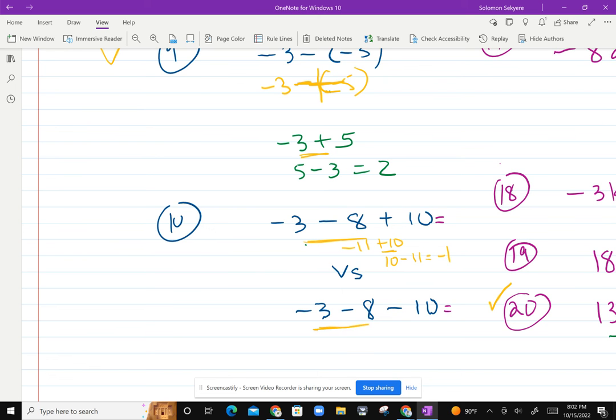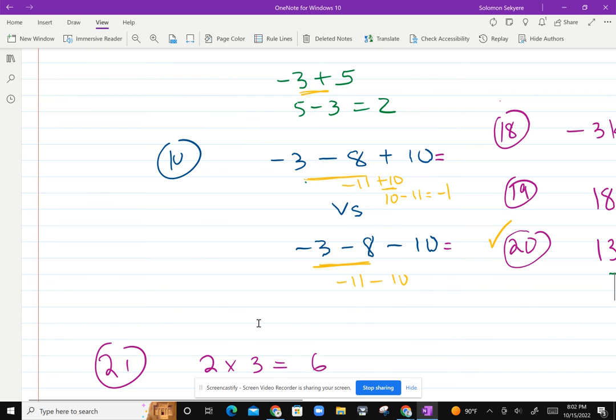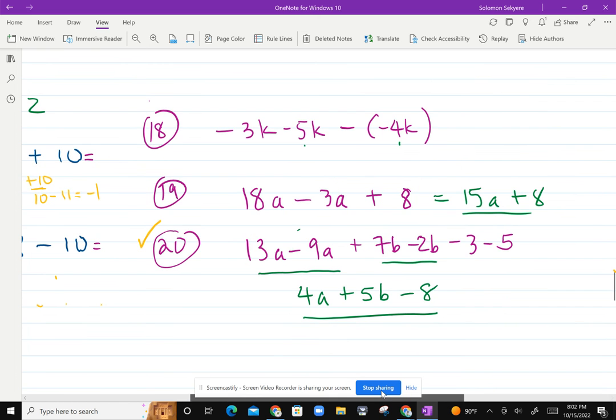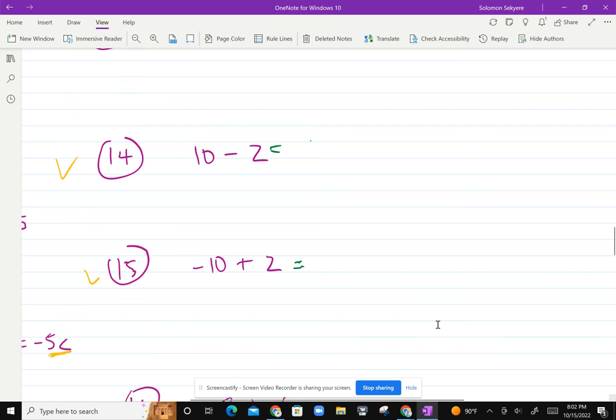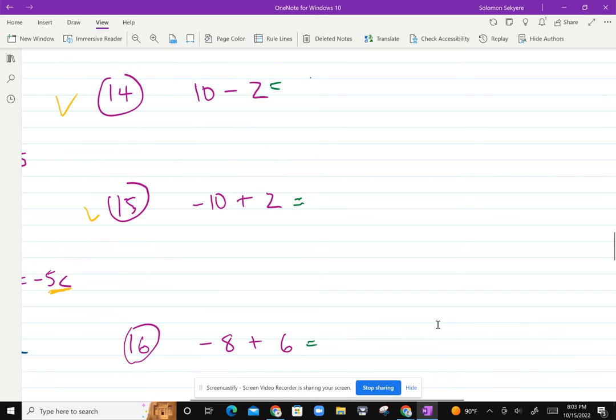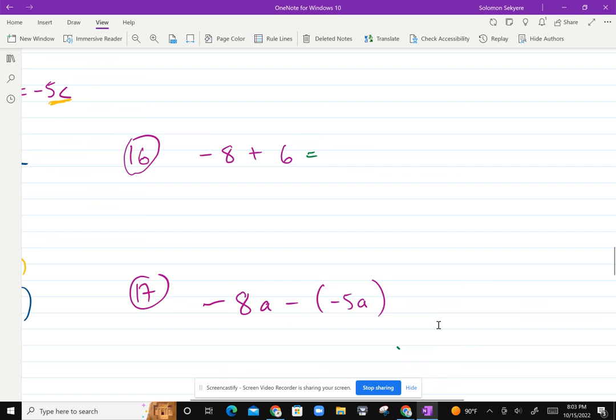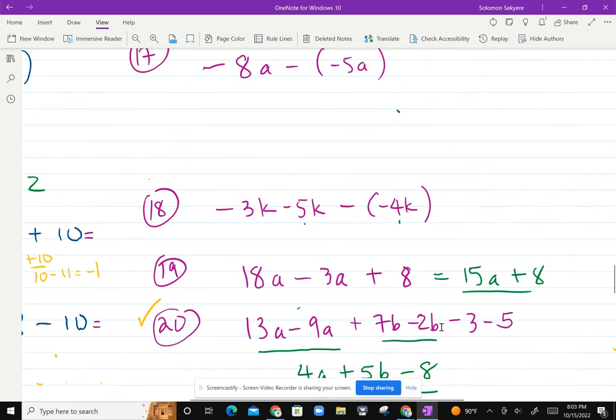What about this one? You can do 2 at a time. Negative 11 minus 10. This is the same as negative 11 plus, you're counting to the left, right? Plus negative 10. This is negative 21. Got it? Okay, more exercises right here. 10 minus 2. So what is negative 10 plus 2? Do all these exercises. Okay, and check your answers.